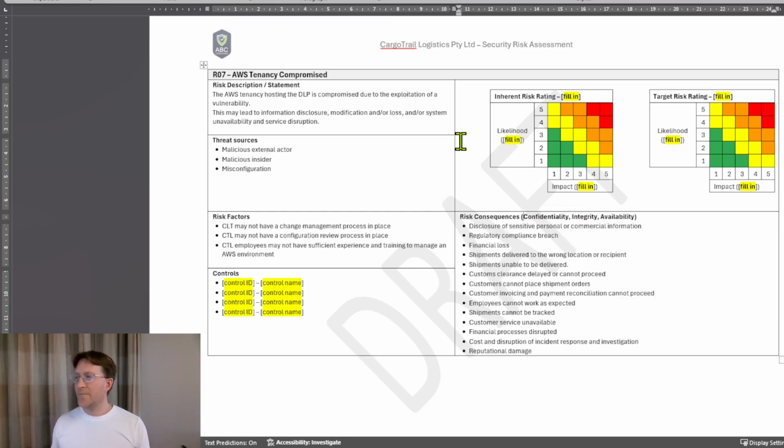Consequences, as we discussed, this affects a lot of what the company does. People would have access to confidential information. They could attack the integrity of information, modifying or deleting it, and they could affect the ability for people to access systems like the DLP. So this has our full list of consequences that we've used already.